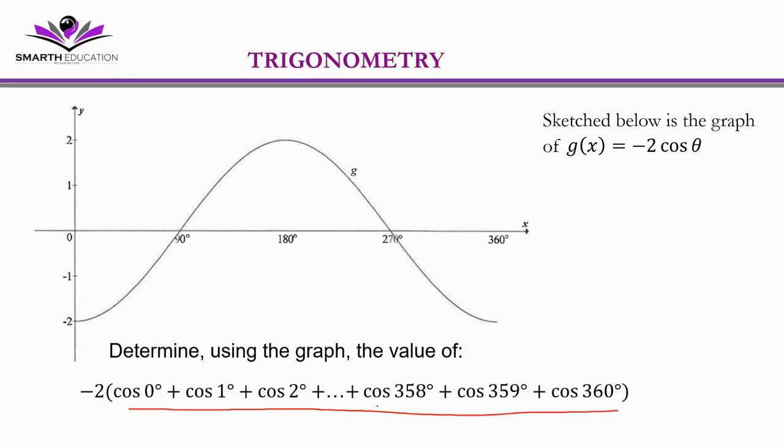We may do this differently, but let's discuss using the way that I understand this. But if you have a different way of doing it, that's okay. All right, we have -2 cos 0, cos 1, cos 2. We're adding all these up to cos 360 degrees.